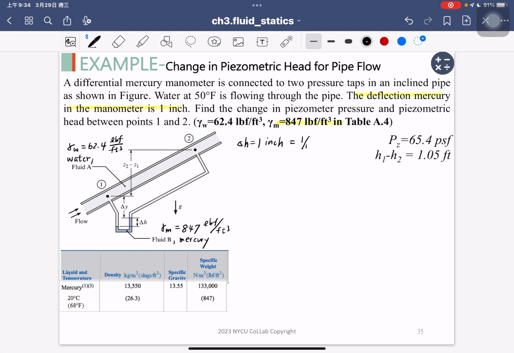So that is 1 over 12 feet, right? Because we know that 1 foot is equal to 12 inches. So we just convert to the unit we want.